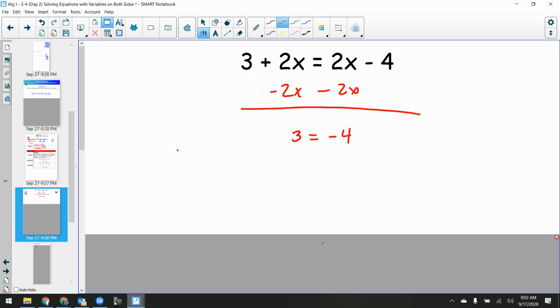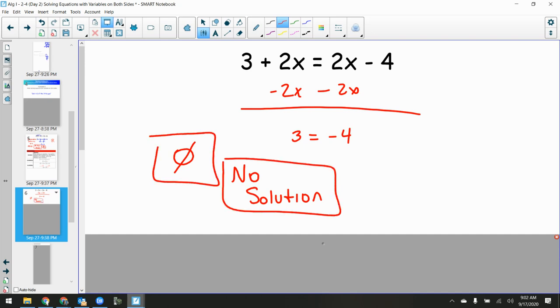So the answer is, this is a symbol for no solution. That's the symbol for no solution. It's not a 0. Be careful. That's not a 0. That's no solution.